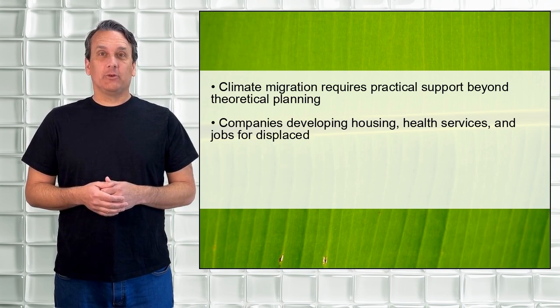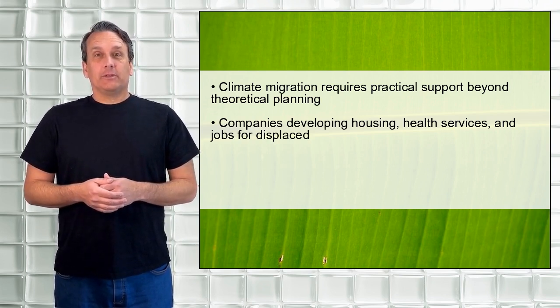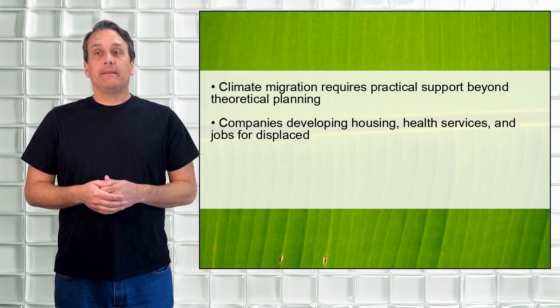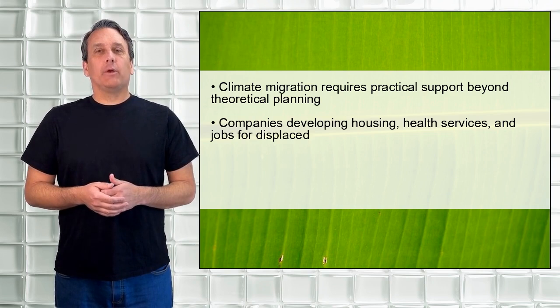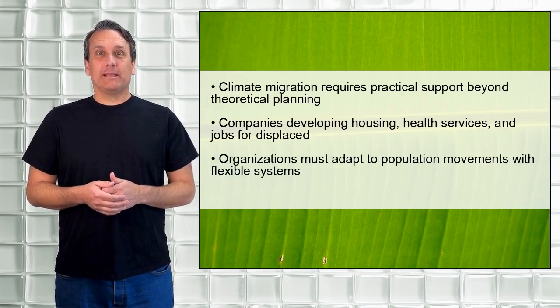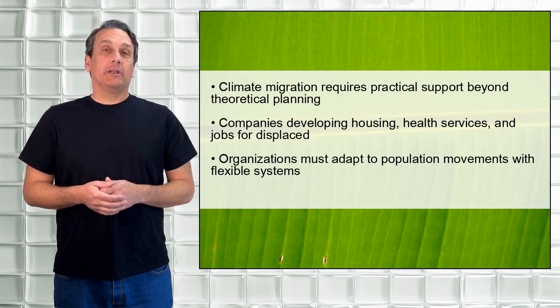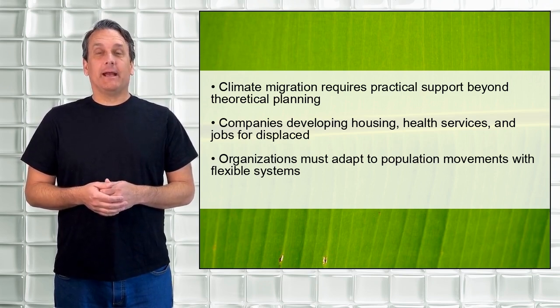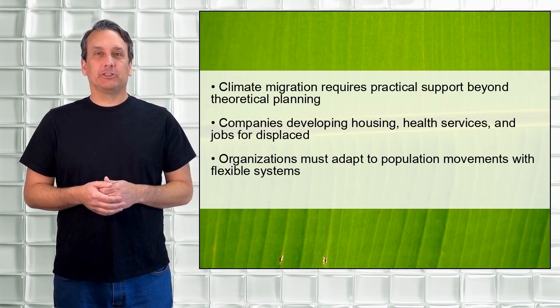Local governments and aid organizations struggle to coordinate services across jurisdictional boundaries as people move. These challenges reveal how climate change transforms abstract organizational concerns into immediate human needs. Organizations successful in this context recognize that their operations, supply chains, and planning must adapt to population movements driven by environmental factors, creating flexible systems that can respond to rapidly changing circumstances.